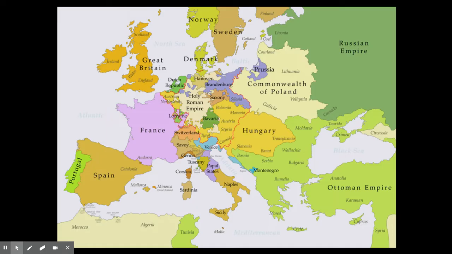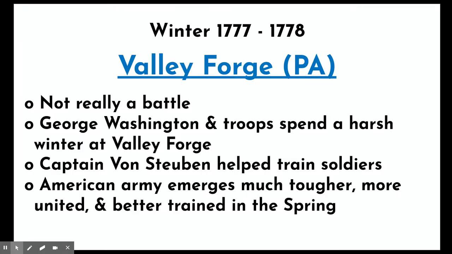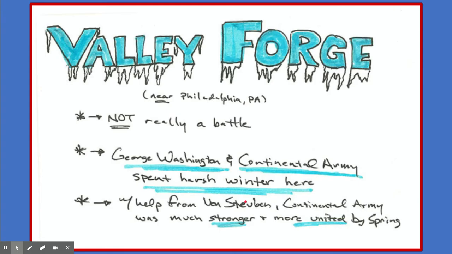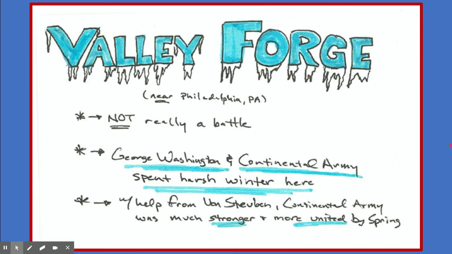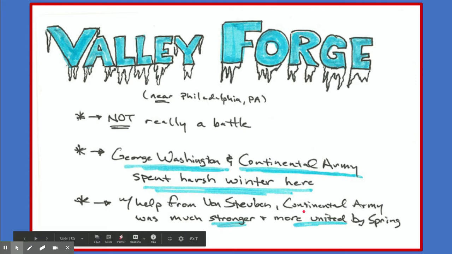All right. Anyways, we don't need to know this right now. Valley Forge, not really a battle. Washington's troops spend a harsh winter in Valley Forge. Von Steuben trains the soldiers. They emerge tougher, more united, stronger, etc. You can pause here and take a look at this little artistic creative note. Notice how keywords are underlined to help you.